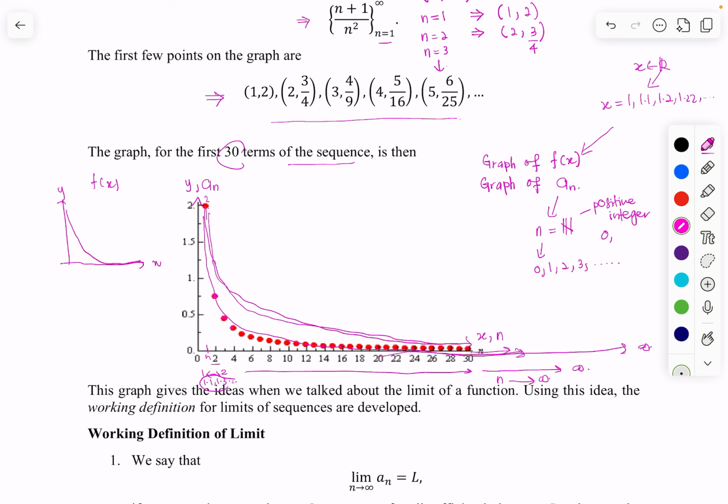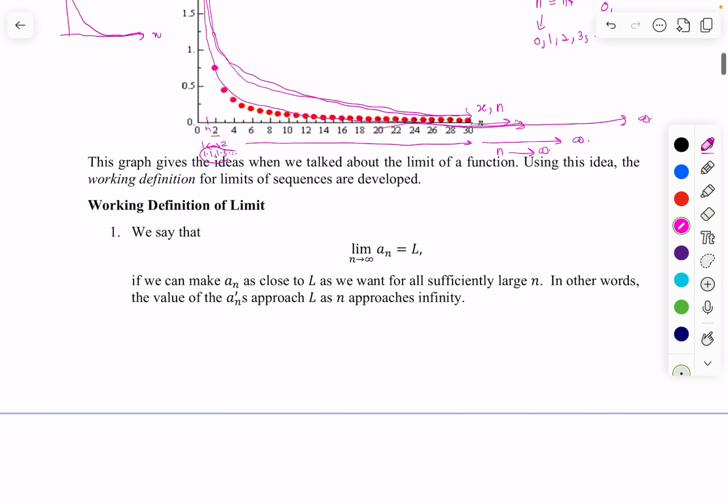Okay, so we are now going to what is the limit for the sequence. I already have learned about the limit of a function, but in this part it is about the limit of a sequence, but we are actually using the same idea. Okay, so the working definition of limit for the sequence.